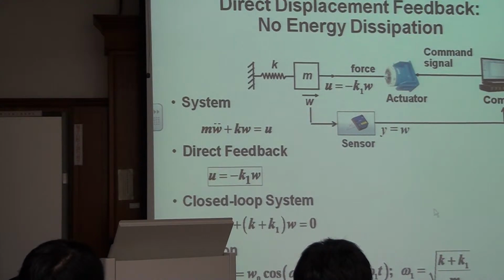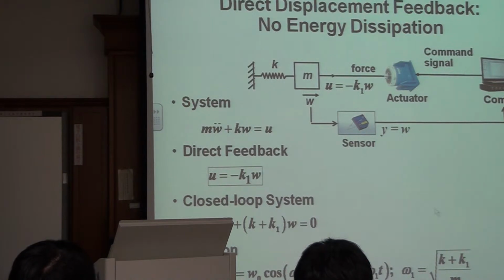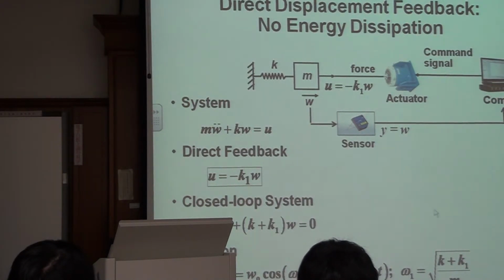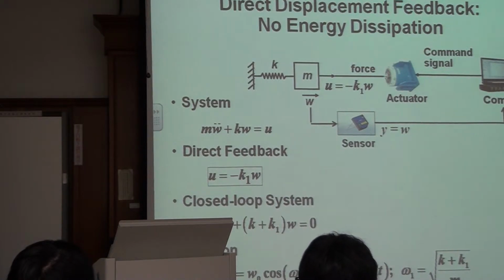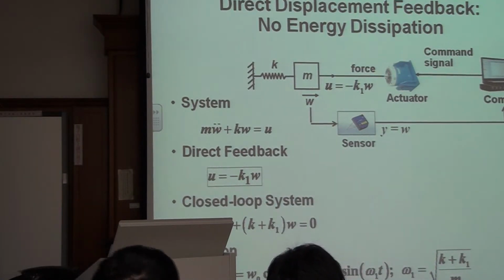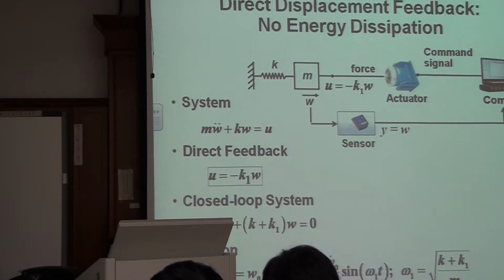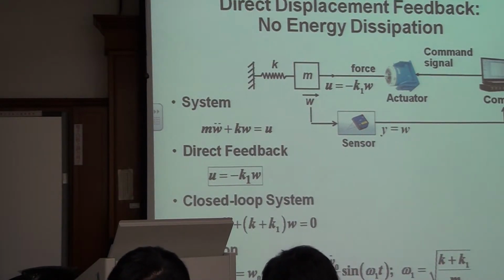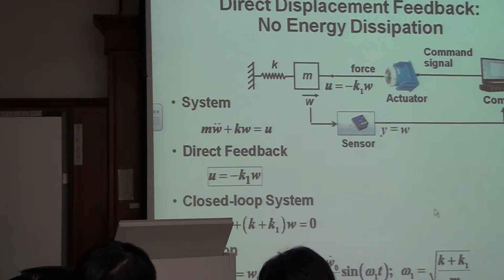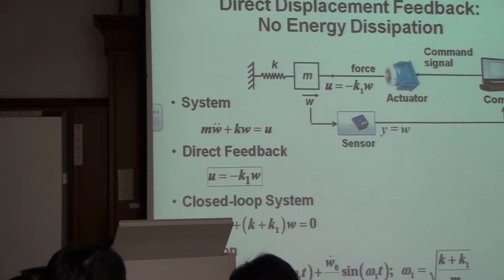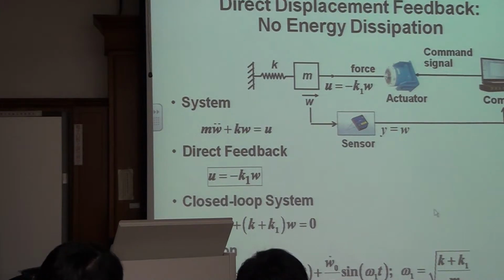What did I do? Did I do anything good or anything bad? I changed this, my original frequencies, this original system. After I have displacement feedback, then I become square root of K plus K1 over M. And this is my closed loop system.